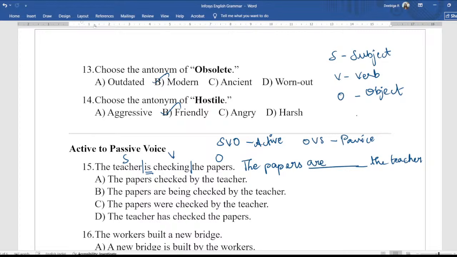And you have to note the tense. The tense is present continuous. So when you're converting present continuous active to passive voice, you need to include being here. Are being, and then take the actual verb and add ed to it. So V2 form, are being checked. So this is how you do it. The papers are being checked by whom? By the teacher. You need to add another word, that is by. The papers are being checked by the teacher. Follow this and it will be easy for you.